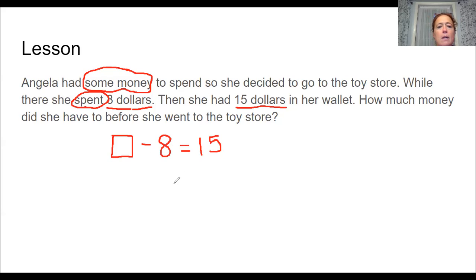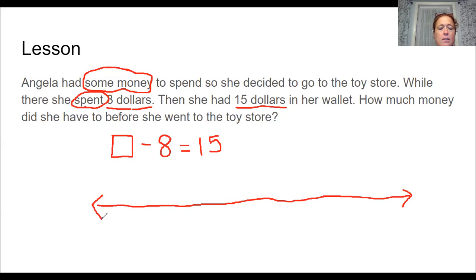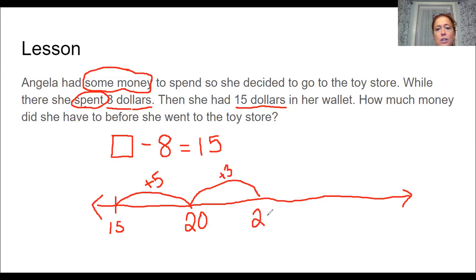So I am going to do a number line, and I am going to start at $15. And I'm going to add that $8 back. So I'm going to start with 5 because it's always easier to add the 5. That gives me 20. I still have 3 more because I have to add 8. So that's 23. So she should have started with $23, okay?